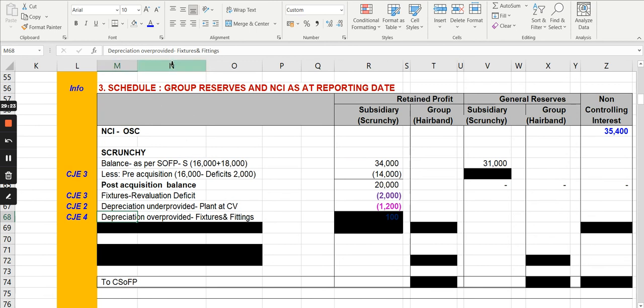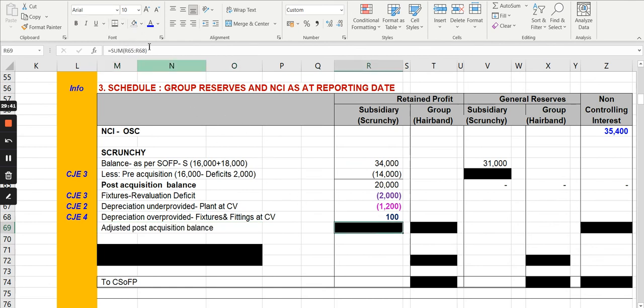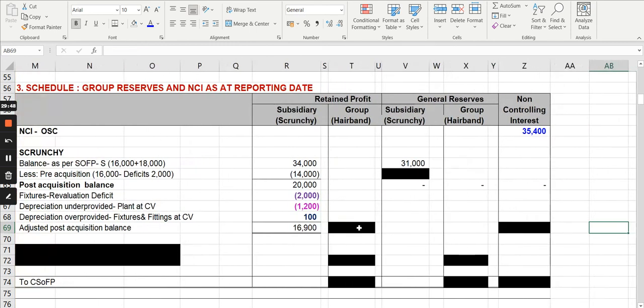For the depreciation overprovided, you need to go and add back the depreciation because it has been overprovided. Add back to the retained profit of the subsidiary. With that, you have the adjusted post-acquisition balance of 16,900 and divide them to the parent and to the non-controlling interest. How do you get this?